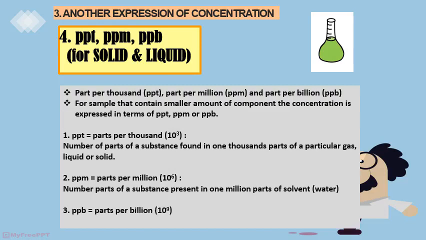So now look at ppb, part per billion. So the factor is 10 power of 9. So you have to memorize the factors for ppt, ppm and ppb.